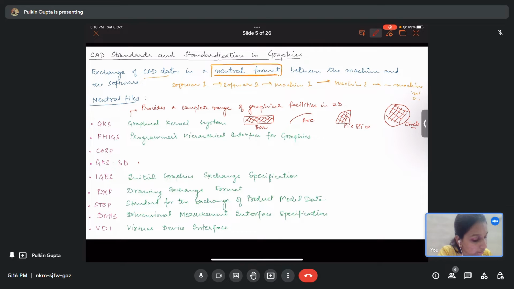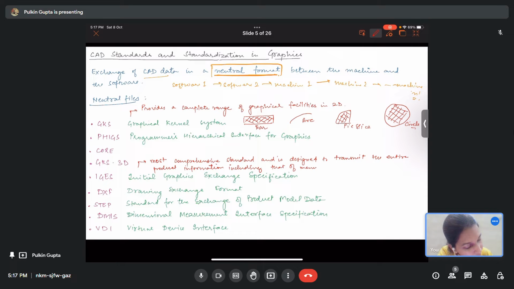So it is the most comprehensive standard and is designed to transmit the entire product information, including that of manufacturing, and any other associated details.